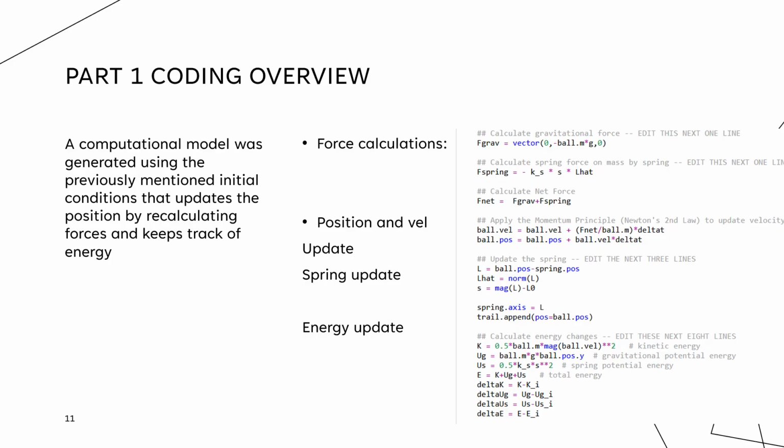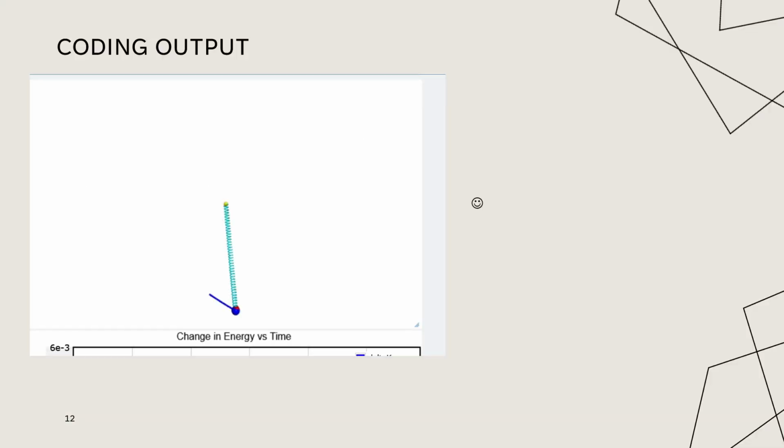And as you can see on the code on the right, we calculate the force gravity, force spring, given same formulas as in class. F net is obviously the sum of all forces. Updated the ball's velocity and position given said forces, updated the spring's length, and then updated all the energy so that we can graph them. And so this is the output of the code right here.